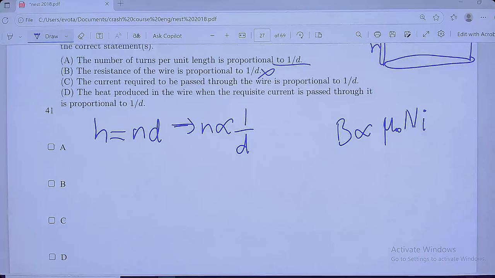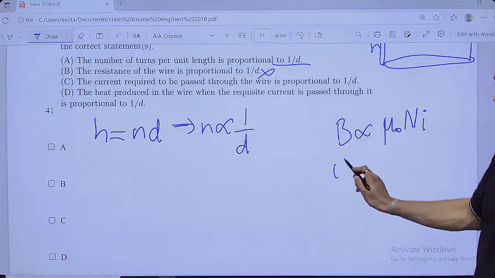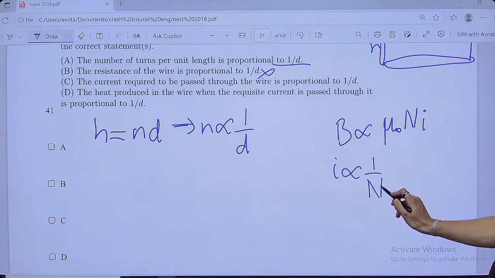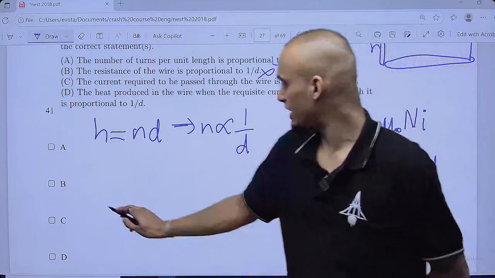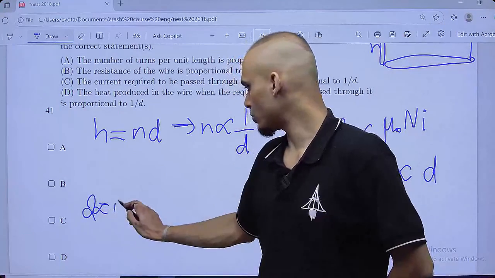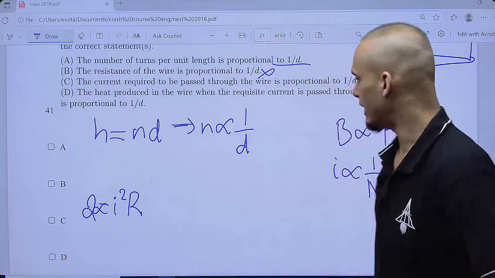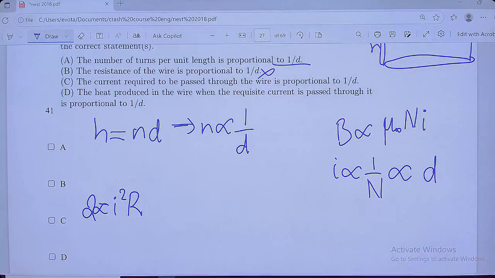Let us see. Magnetic field is constant, then current should be proportional to 1 upon N, which is proportional to D. And if we consider the heat produced, which is basically proportional to I square into the resistance, that is proportional to 1 upon D square, and I square is proportional to D square again. I square is proportional to D square, and resistance is proportional to rho into L by A. So again 1 upon D square.